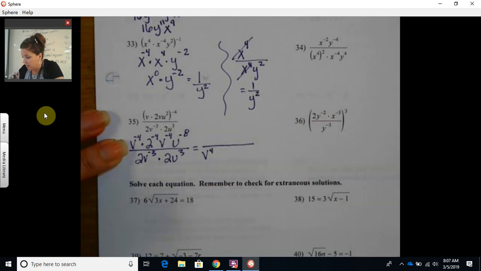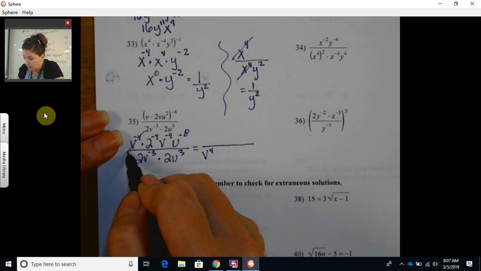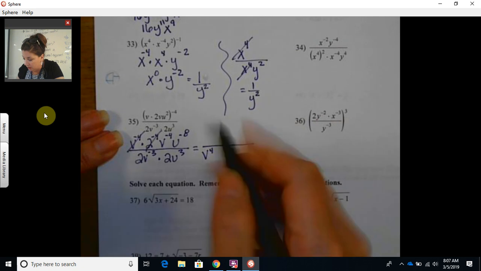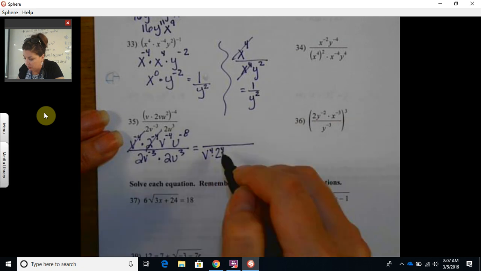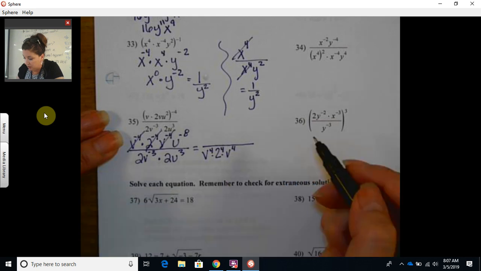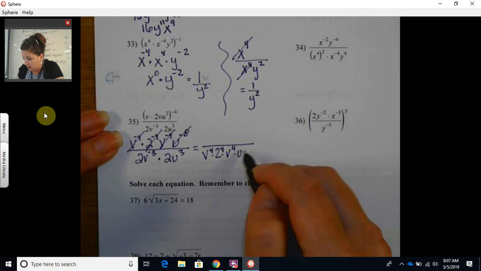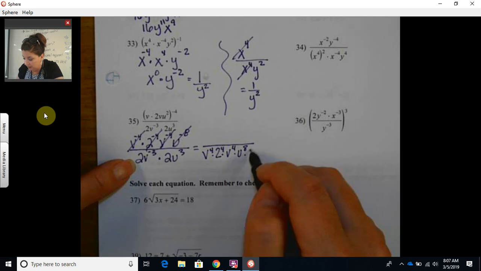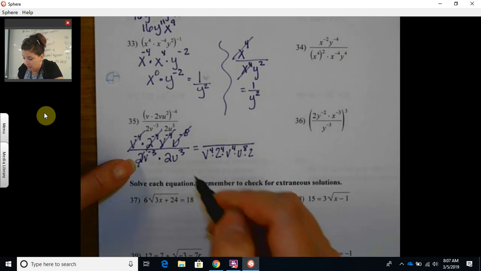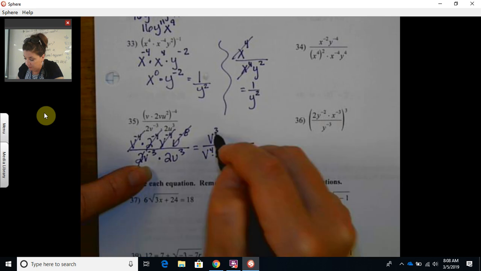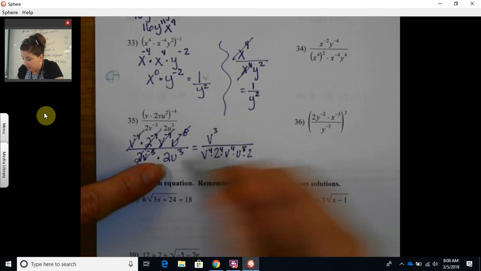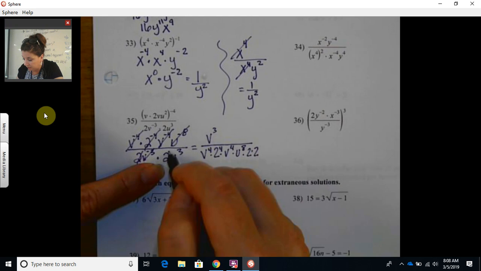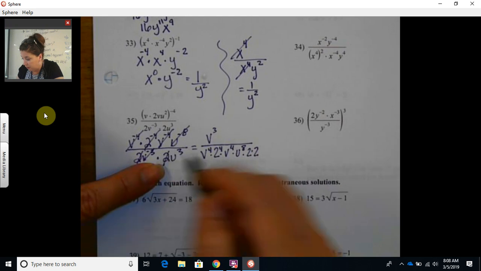I'm going to mark everything out as I go as well. 2 to the negative fourth, that will go to the denominator. V to the negative fourth will go to the denominator. U to the negative 8 will go to the denominator. The 2 that was already in the denominator is going to stay in the denominator. The v to the negative third in the denominator will move to the numerator. I've got another 2 in the denominator. And that u cubed will stay in the denominator.